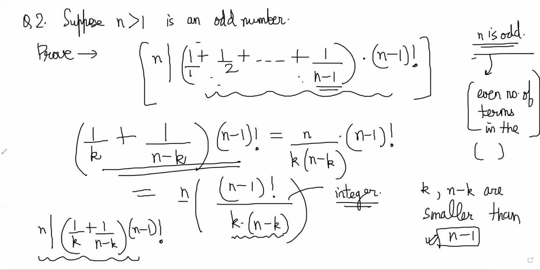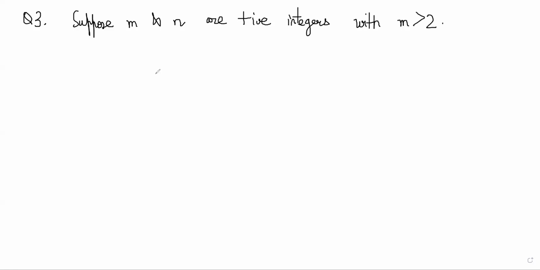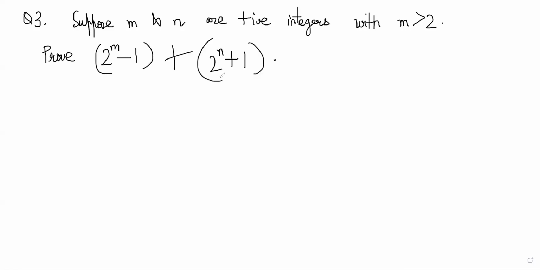The next one, let's look at the next problem. Suppose m and n are positive integers with m greater than 2. You have to prove that 2^m minus 1 does not divide 2^n plus 1. Okay. We have to show that 2^m minus 1 does not divide this.